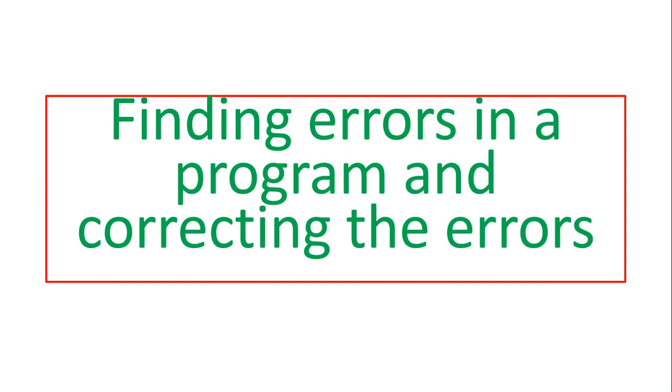Finding errors in a program and correcting the errors. This is quite a common question in paper 2 in the GCSE spec. You'll be given some pseudocode where it has a number of errors and your job is to find the errors and correct them. So let's try a working example together.